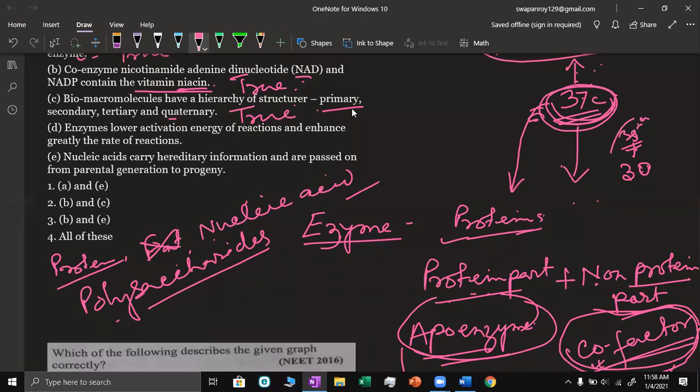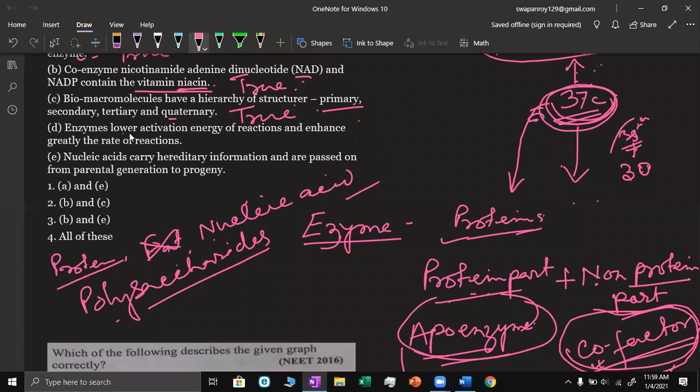About this statement: in proteins, you know that there is a primary structure, secondary structure, tertiary structure. In DNA also there is a primary structure, then the next is the secondary structure, the double helical structure that is formed. After that, further recoiling also takes place, that becomes the tertiary, and next is the quaternary structure.